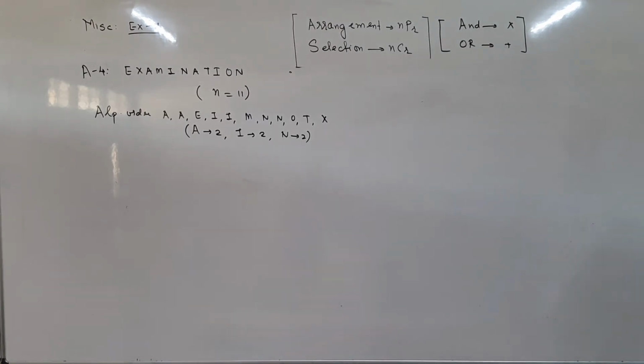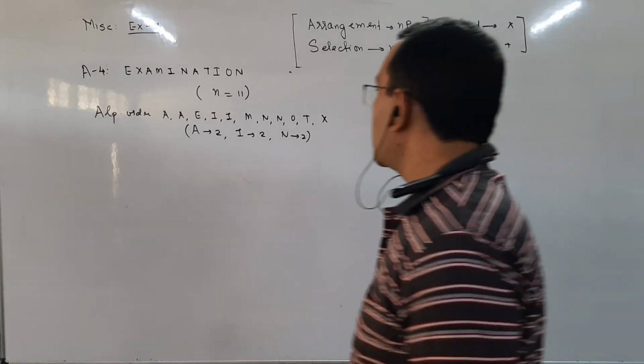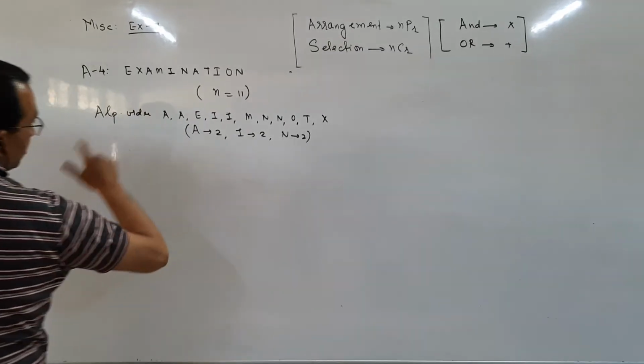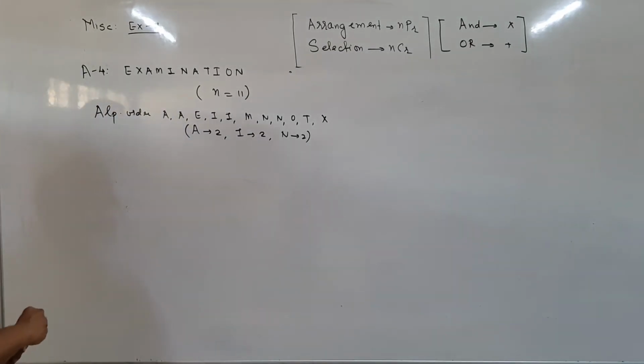Okay. Now, what does the sum say? Once again, if the different permutations of the letters of the word EXAMINATION are listed as in a dictionary, how many words are there in this list before the word starting with E? So before the words that start with E, you will have words with A. Yes or no?